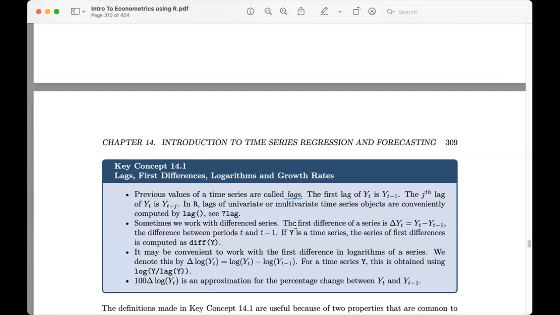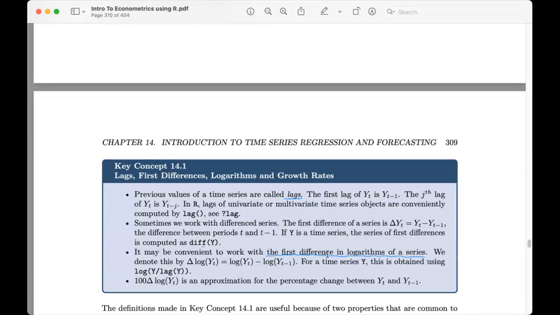with difference series. The first difference of a series is delta yt, which is like subtracting the previous value from the current value, and that gives us the difference of the particular series. But if we do this, we usually lose one data point. Normally, when we take the lag of a particular variable, we lose the first data point. If y is a time series, the series of first differences is computed using diff(y), and if the series yt has a unit root, the first difference is usually stationary.